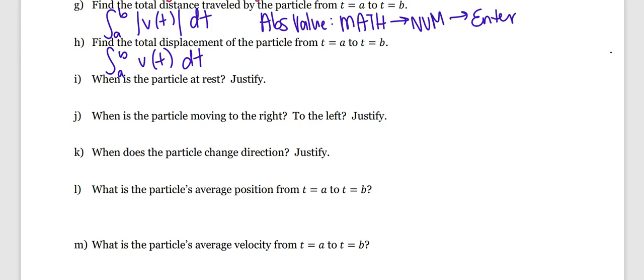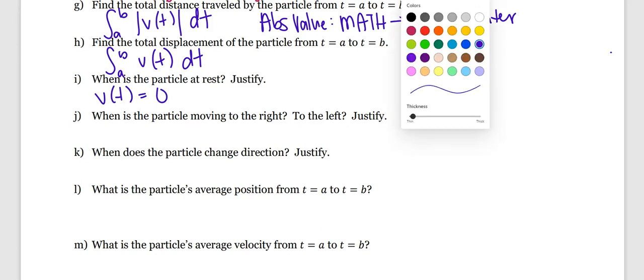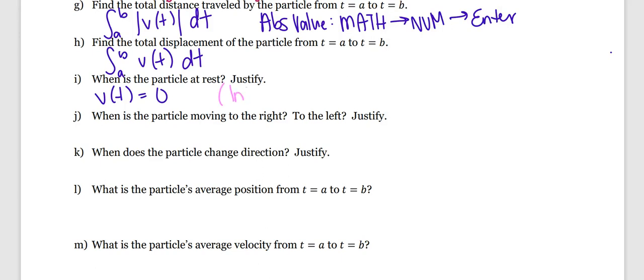All right, if we want to find when our particle is at rest, that would be when velocity is 0. So again, our strategy here will be to intersect y equals v of t. So you can put that in y1, and y equals 0, put that in y2, see where the two intersect. They will typically give you a time interval to set your window as well.